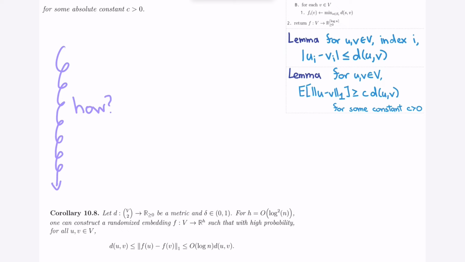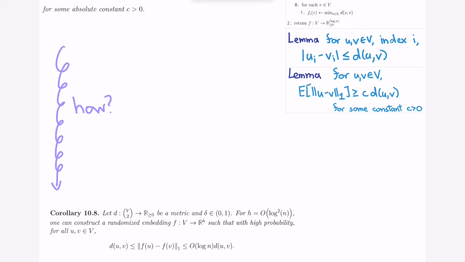So right now, in expectation, a single pair is good. And now I want to show that with high probability, every pair is good. So what should I do? Okay, I think you're saying we should do it log n times. So now I have log n sets of log n, so log square n total coordinates.